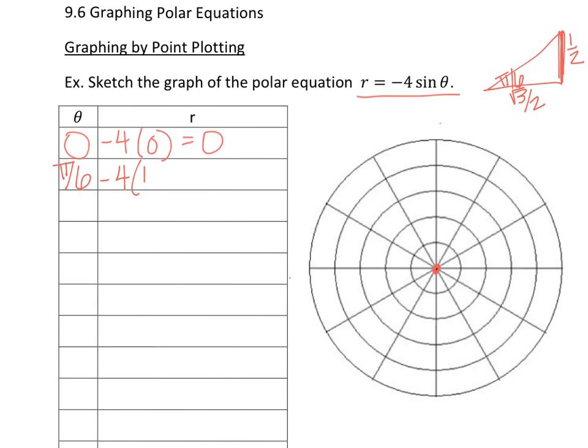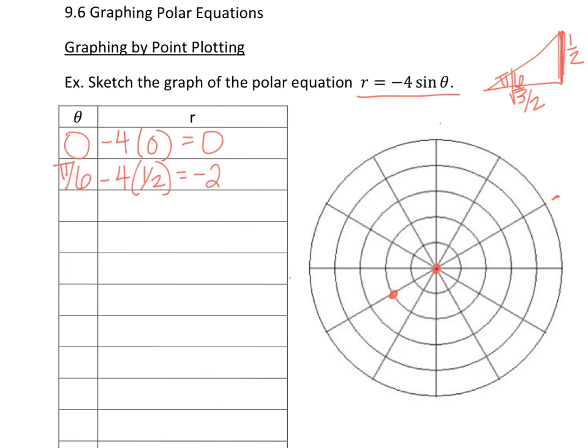Okay, so 1/2 times -4 would be -2. So at pi over 6, this angle, I want to go out -2. Well, here would be going out +2, 1, 2. If I want to go -2, I go the other way. So I go over 2 this way. So here's going to be my point.